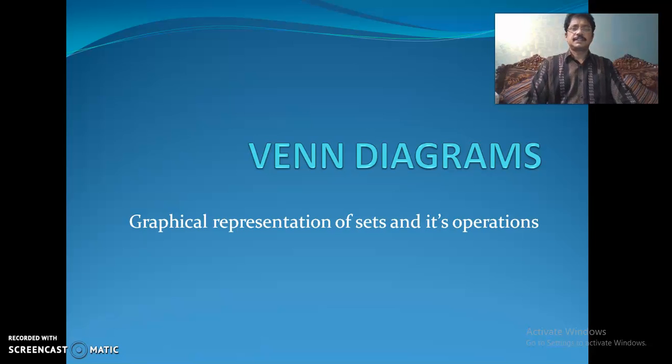Today we are going to learn a very important concept about sets, that is the graphical representation of sets and its operations, which is very familiarly known as Venn diagrams.